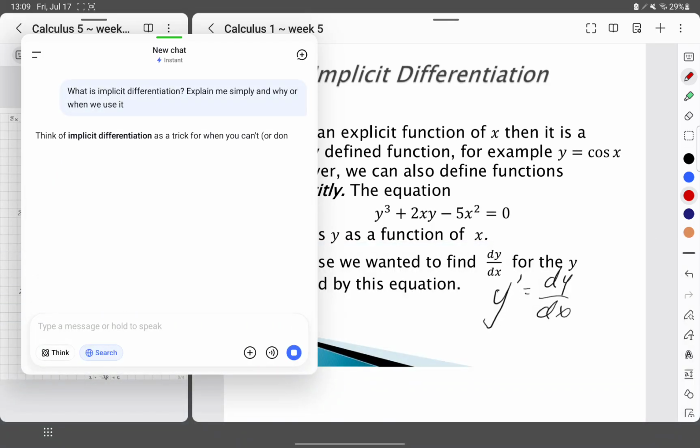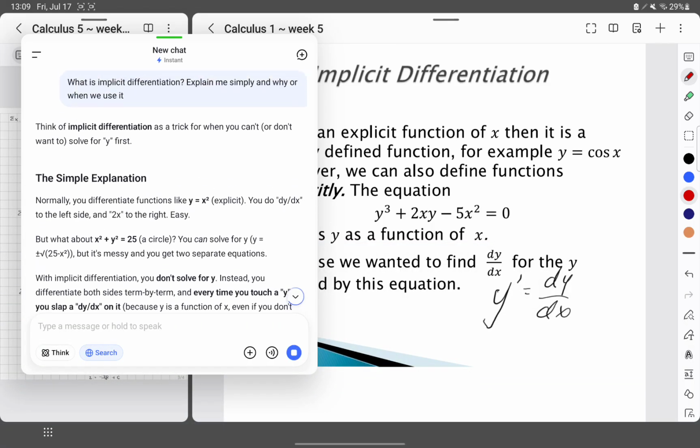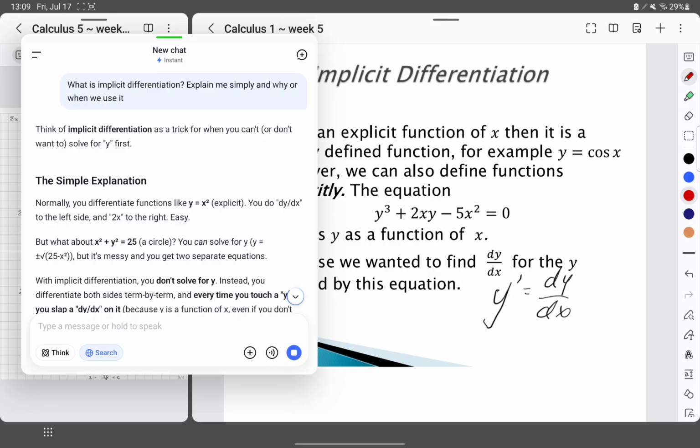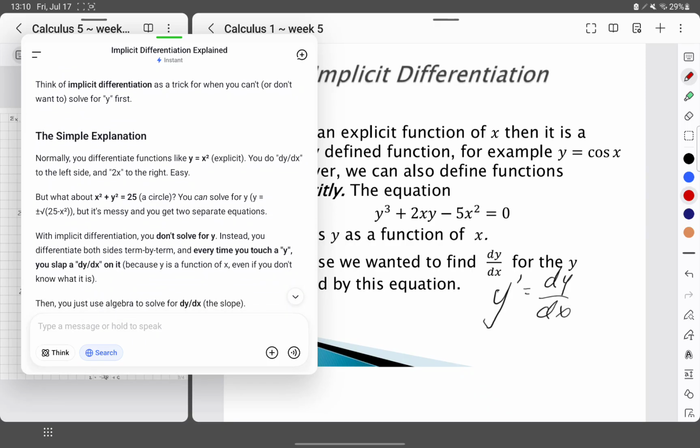Okay, implicit differentiation is a trick for when you cannot or don't want to solve for y first. The simple explanation: normally you differentiate a function like y equals x squared, which is explicit, with y on the left side and x on the right, easy. But what about x squared plus y squared equals 25, a circle? You can solve for y, but it is messy and you get two separate equations.